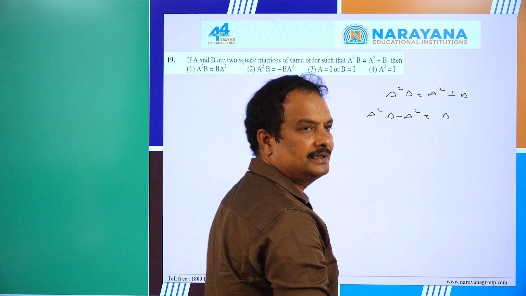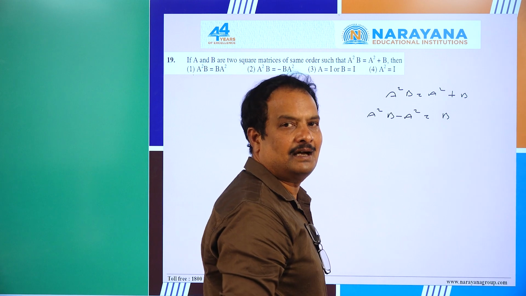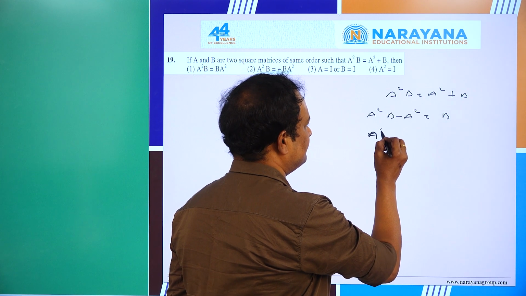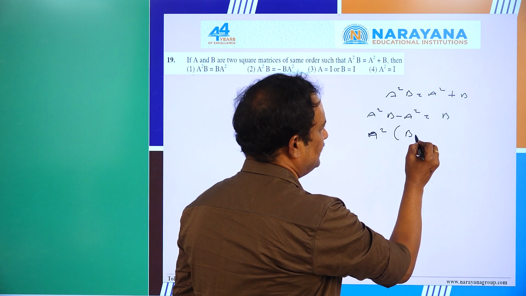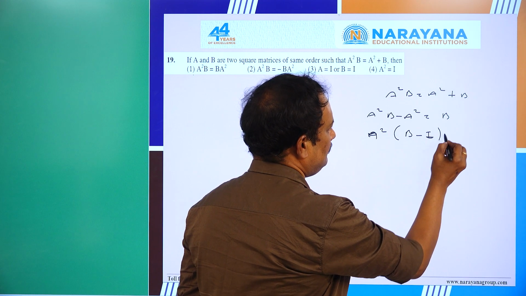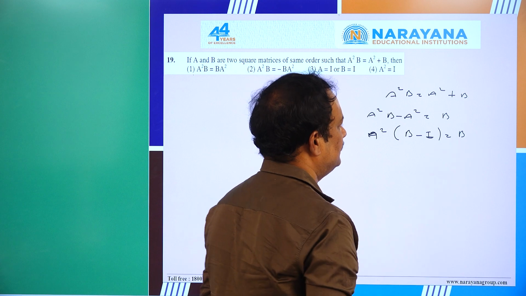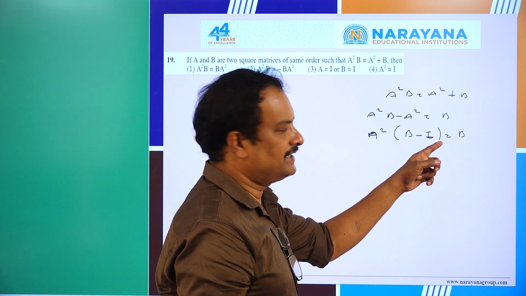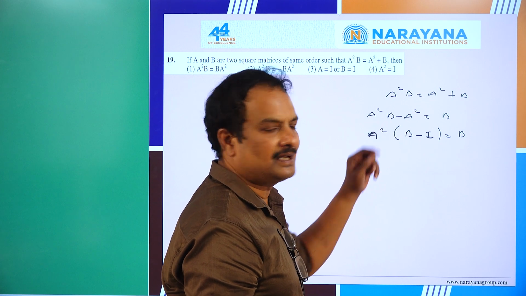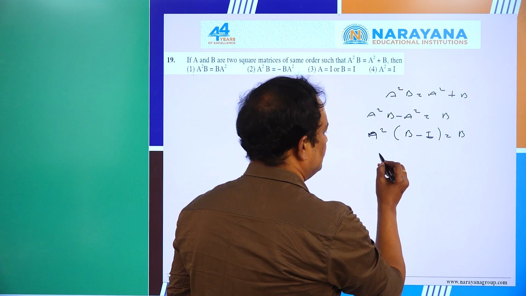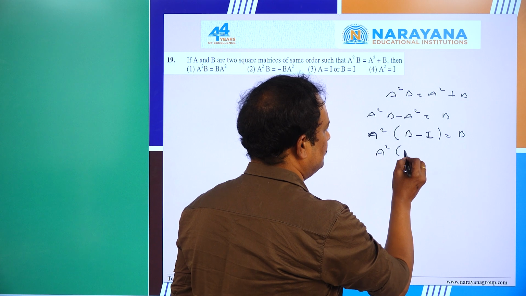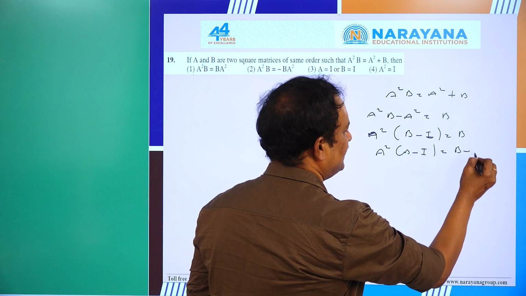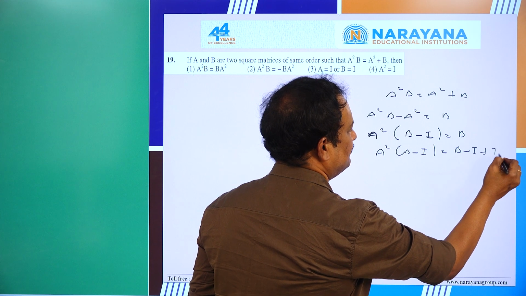Now you can take this one. What is common? A square is common. So when you take A square common, it is B minus I, equal to B there. So A square into B minus I equal to B we got. How did you get this one? Simply by taking A square common, of course. So what I am going to do is write A square into B minus I equal to B minus I plus I.